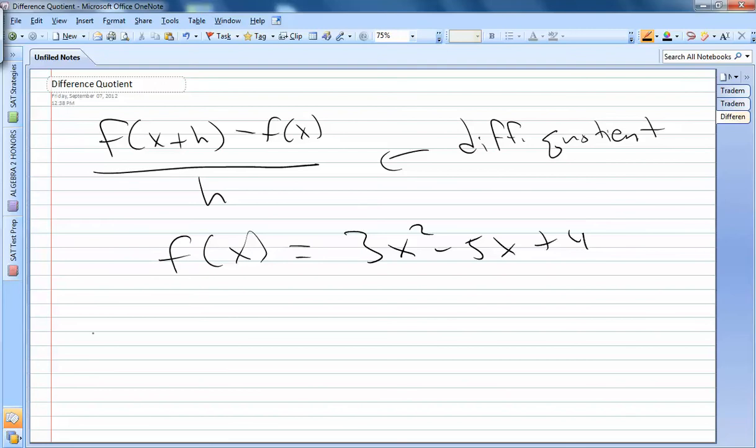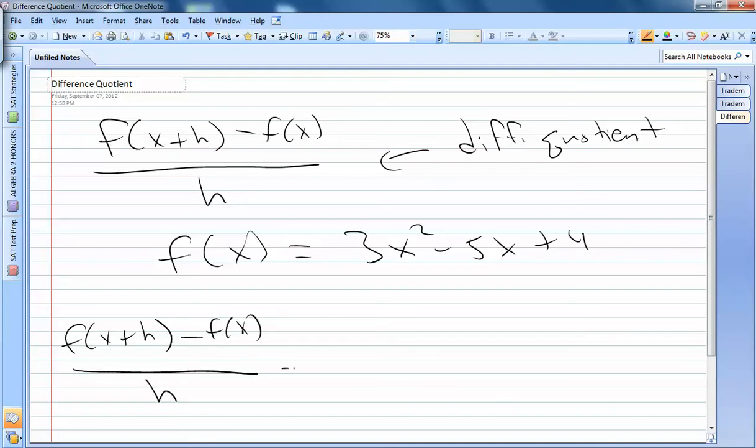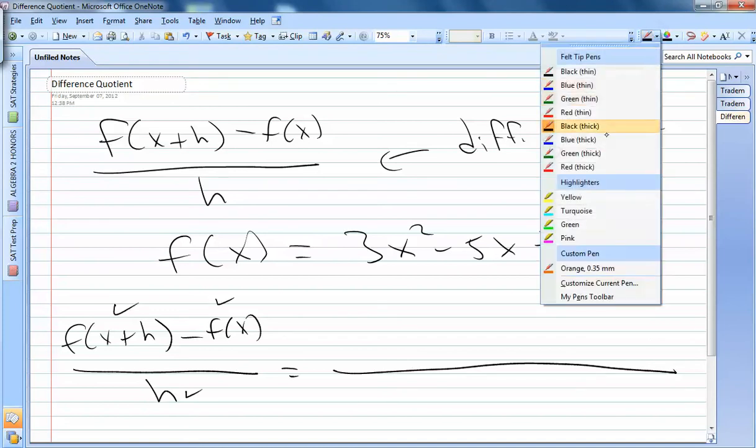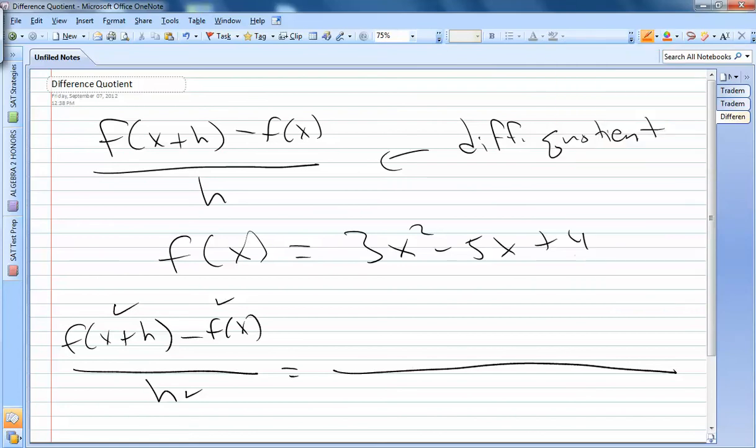So what I'm going to do when computing the difference quotient is substitute for f of x plus h, substitute for f of x, and of course put h in the denominator. So there are 3 things that we need to worry about here. Now for f of x plus h, think about what that means. That means I'm going to replace the x here with x plus h. So it means that all the x's also get replaced with x plus h.